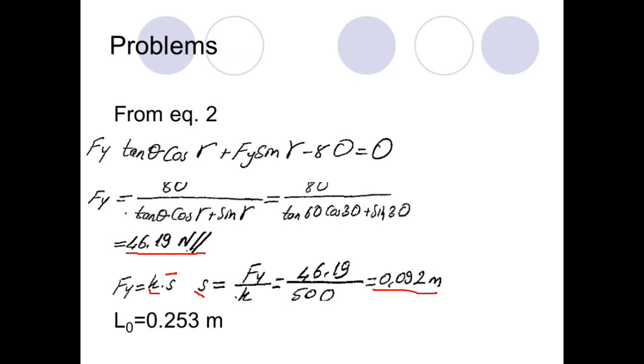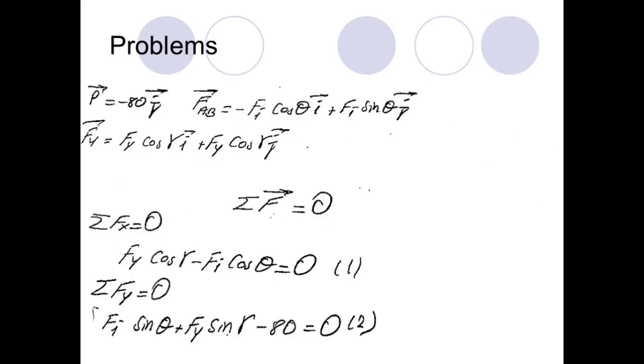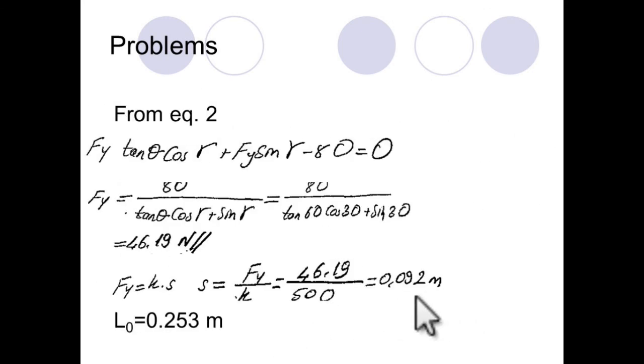Now the next thing is to find the original length. If you subtract from the current length of AC, okay, so this length 0.346, if you subtract the value of 0.092 from 0.346, what you are going to get is the initial length of the spring as 0.253 meters.